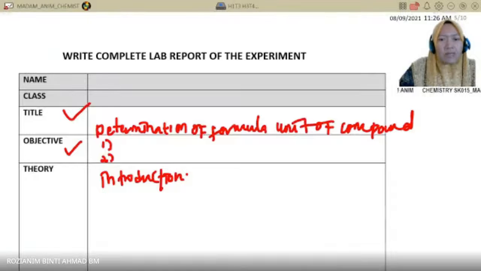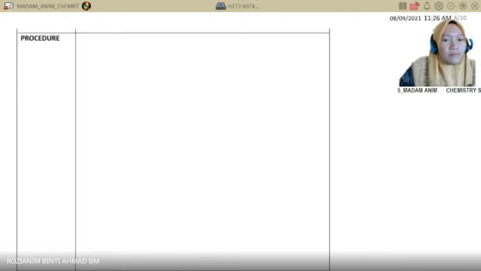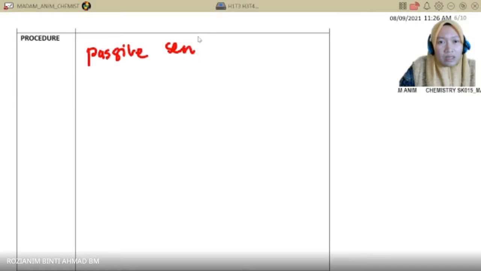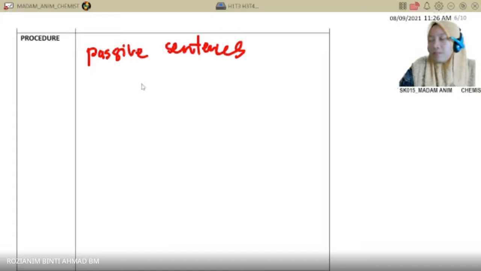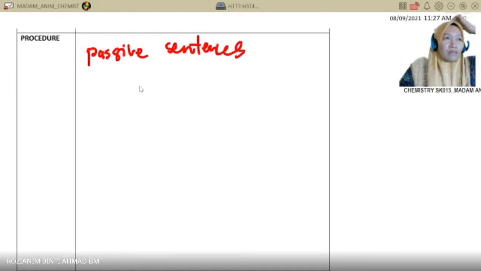Okay, done? Any questions? We focus here. In the template, including the procedure, as I already discussed before, you must copy the procedure in passive sentences, all the procedure. When I rechecked your pre-lab writing, some of the writing did not include a diagram, and instead gave a fully written report.